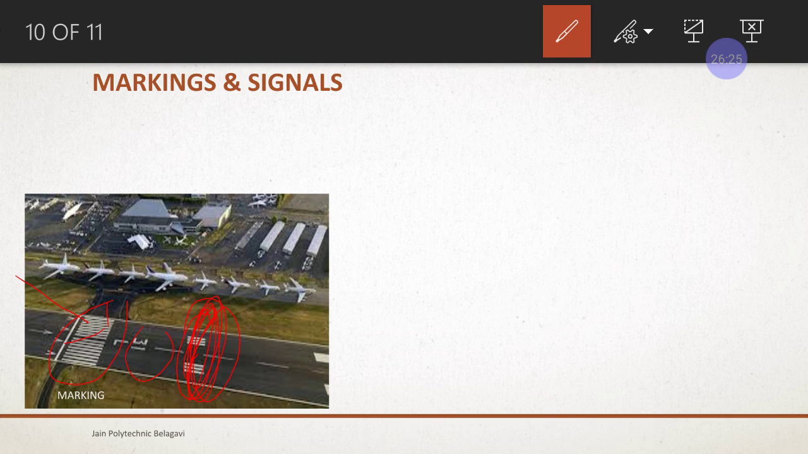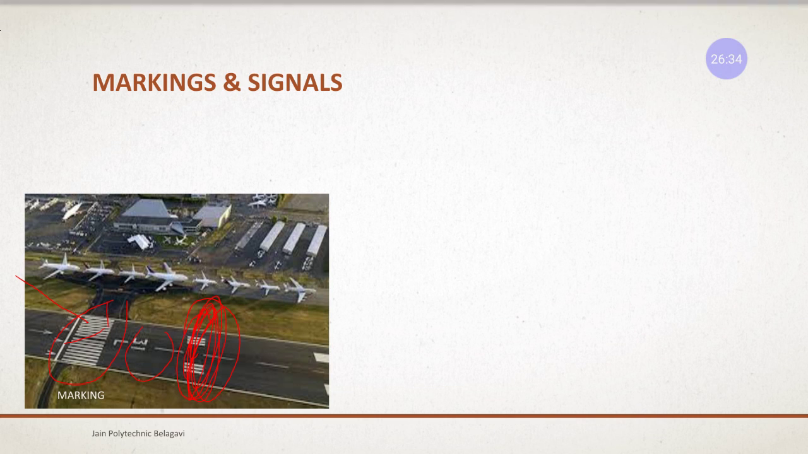These are the various signalings or the markings that are done. You have to just understand the types of how the markings are done. Not going into deep, we'll just try to understand how the markings are done. And next is signaling.